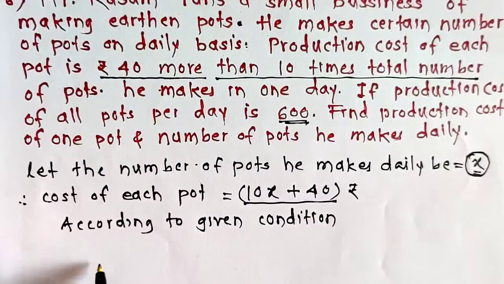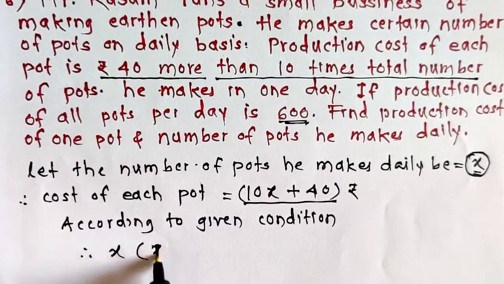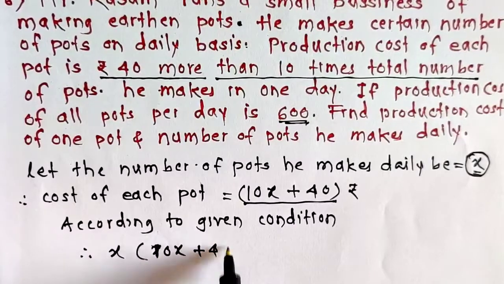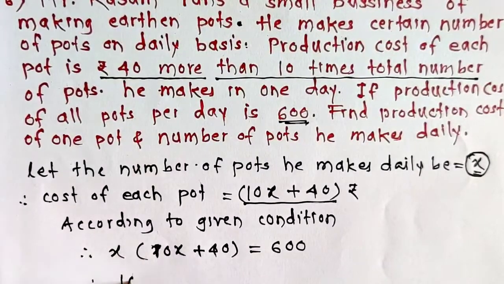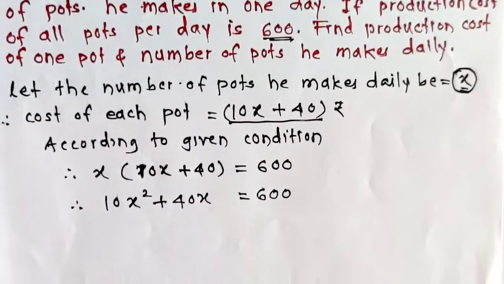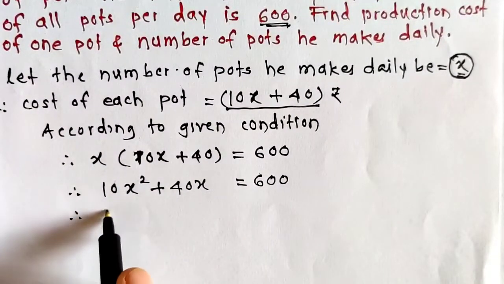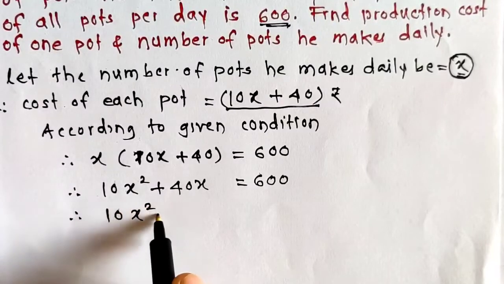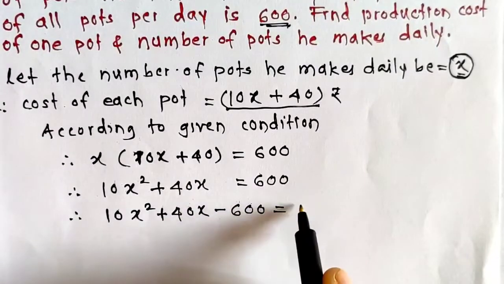so what is the condition? Product of the number of pots multiplied by the cost of one pot, that is 10x plus 40, is equal to 600. Now solve this, we get the equation 10 into x, 10x into x is 10x square plus 40x is equal to 600. Then we get, after simplifying, 10x square plus 40x minus 600 is equal to 0.